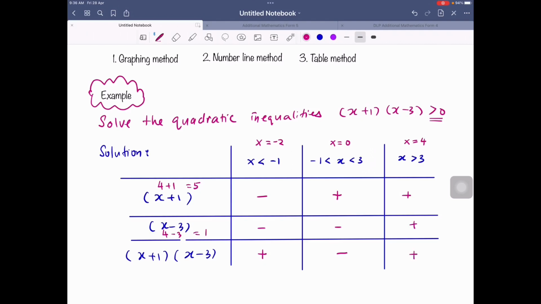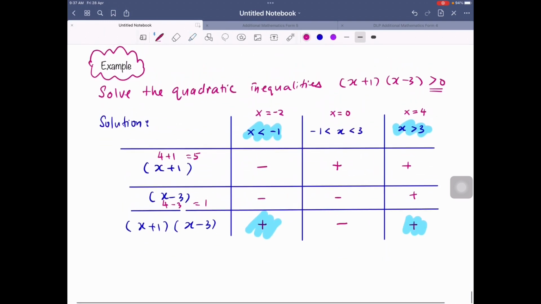And finally, we are going to look at the inequality. The inequality wants us to get the part which is greater than 0. Greater than 0 means that I will take all the positive part, here and here. This is the answer that I want to take. The final answer is x is less than negative 1, or x is greater than 3. So this is by using the table method.